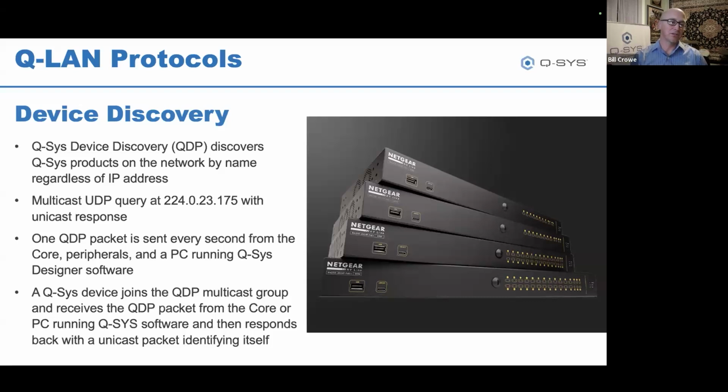So these QDP packets are sent about every second, and that's sent from cores, peripherals, and a PC that's running the Q-SYS Designer software. Again, this is a multicast protocol that needs to be supported. And so as soon as a Q-SYS device joins a network, it will then join that multicast group so that the network will then send any of those multicast QDP packets to that device, and that's basically how they identify and find each other.